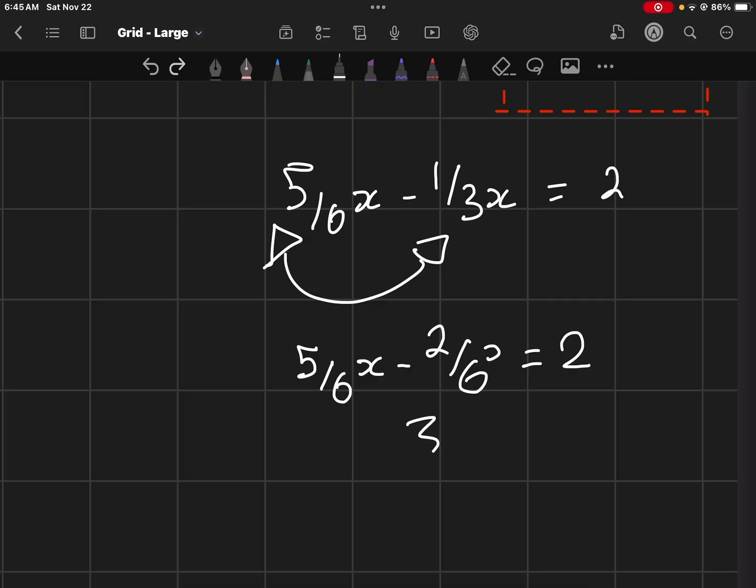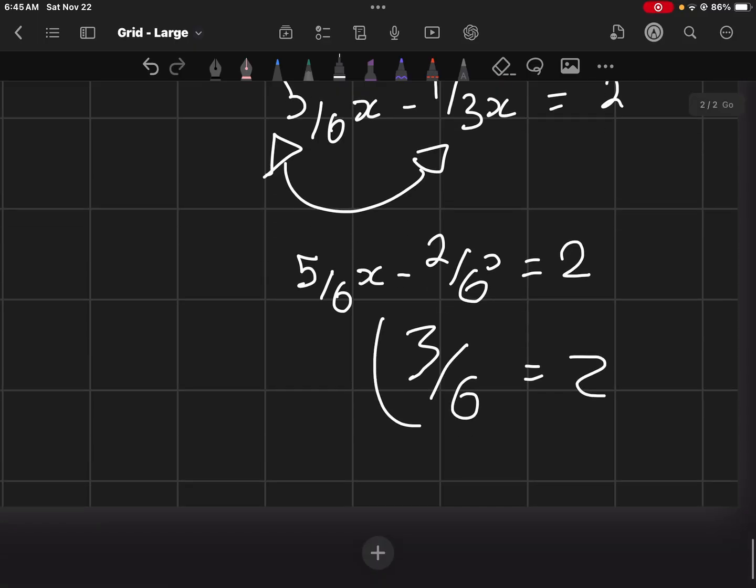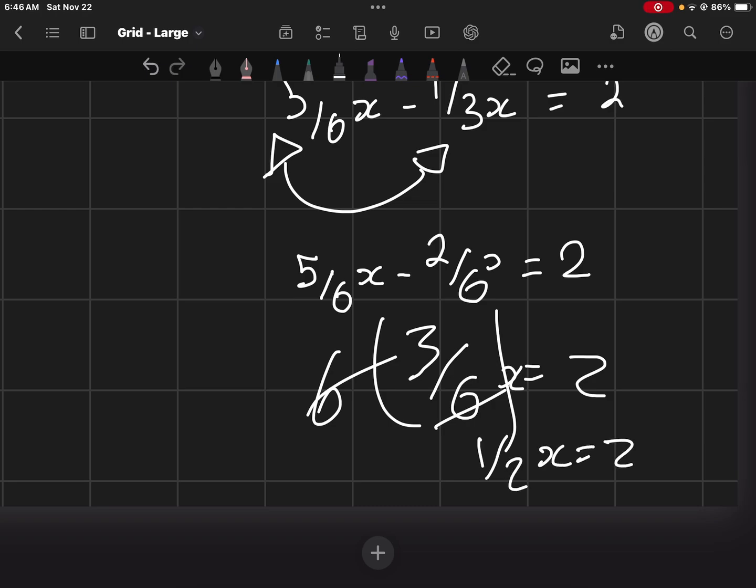This gets us 3 over 6 equals 2, which once we multiply everything by 6, because there's an x here, cancel out, so it becomes 3x equals 12. Three over 6 can be simplified to 1 over 2. X equals 2, which gets us x equals 4.